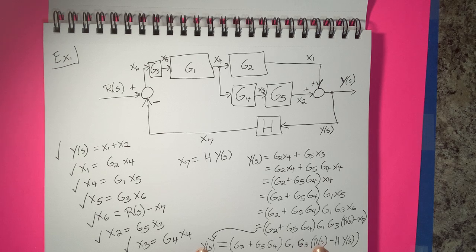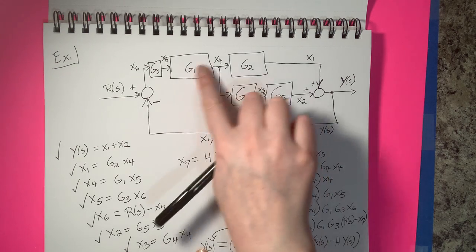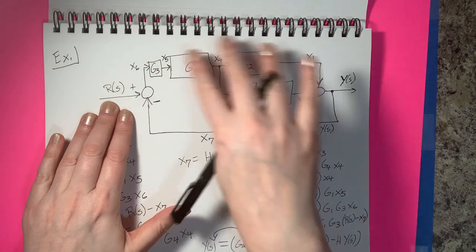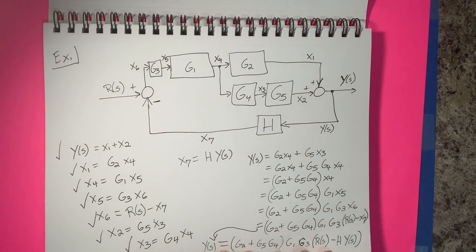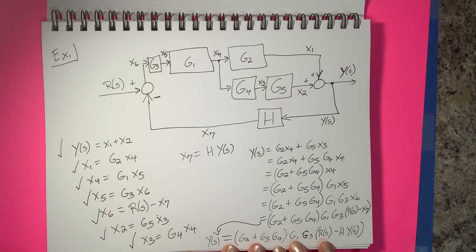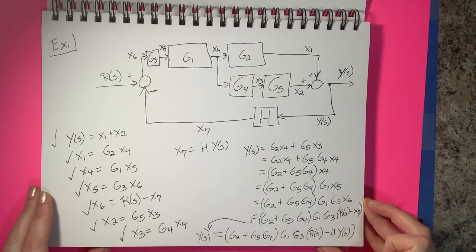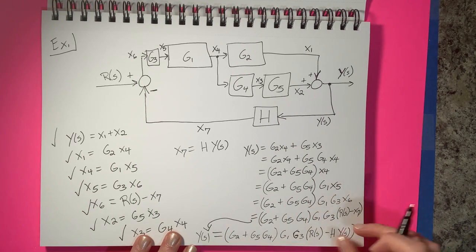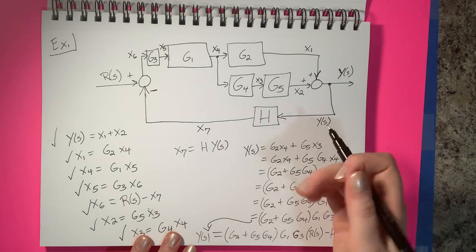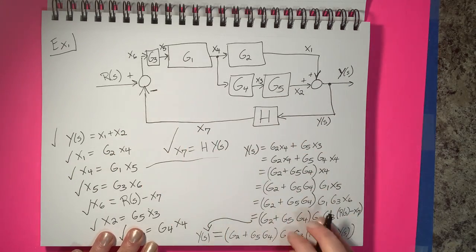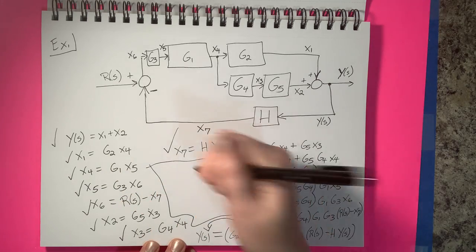We have y, r, and y, and the rest is just the blocks themselves, their operations. That's exactly what we want to look for. We don't want to have any of these x's or any of our other lines involved. Output, input, and block operations is all that should be in this final equation, okay? If that isn't the case, then there has been a mistake. All right, so we will simplify this first, and then we will do our division. We marked off that last equation, even though we're not substituting anymore.